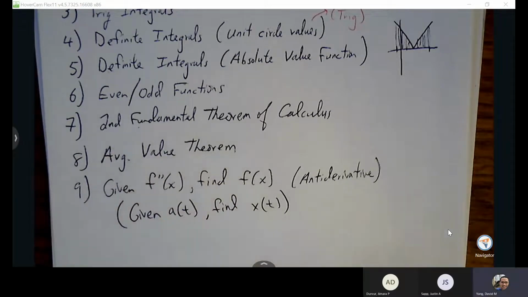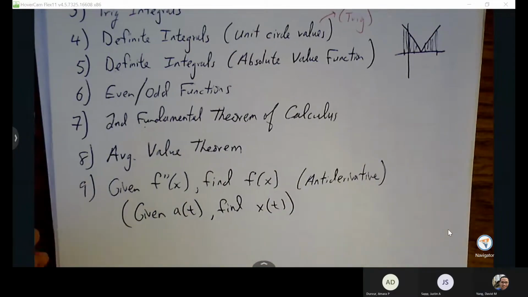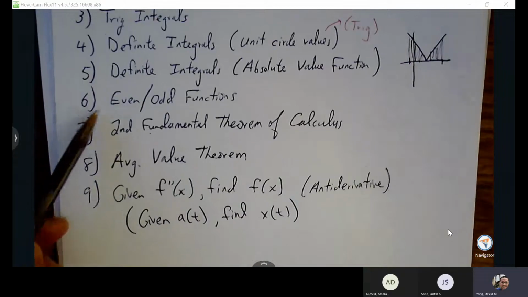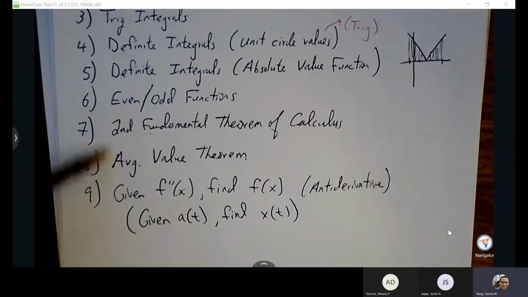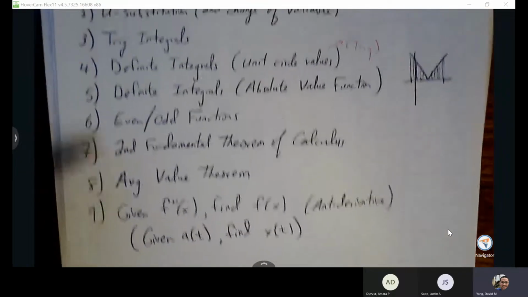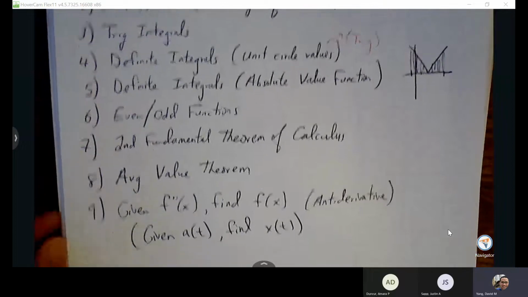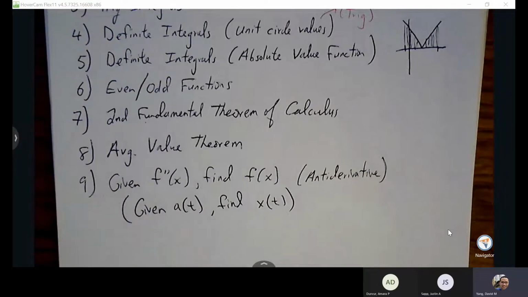Okay, so maybe let's start with even and odd functions again, and we'll go through 6 through 9, and then we can circle back and do some of the other ones if we want to. If you guys get a sheet of paper, I'll just create some problems for us.